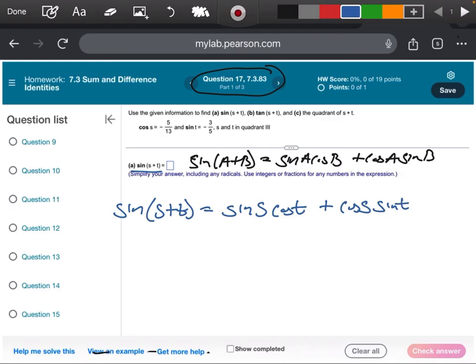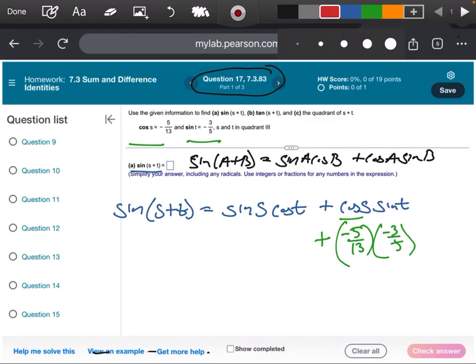So y'all, we know a couple of things already. We know the cosine of s is negative 5 over 13, and we know the sine of t is negative 3 over 5. So right here, cosine of s is negative 5 over 13. Sine of t is negative 3 over 5. What we do not know is these values. Okay, so let's do this, y'all. Let's come back over here. What I'm going to do is draw a simple picture.